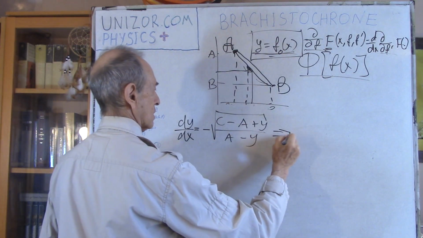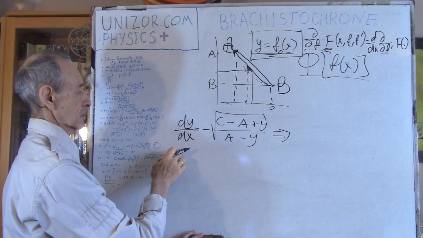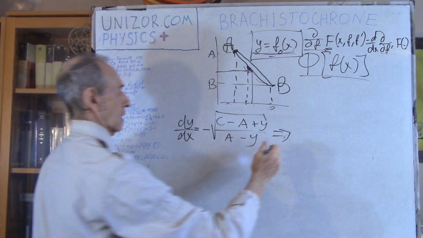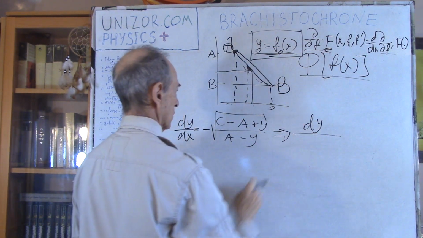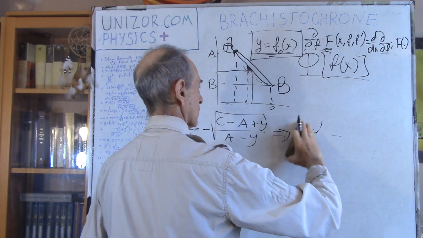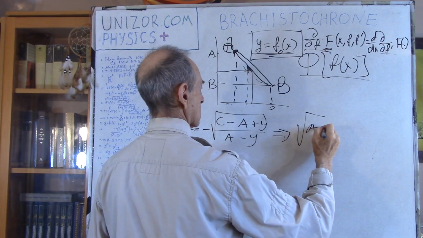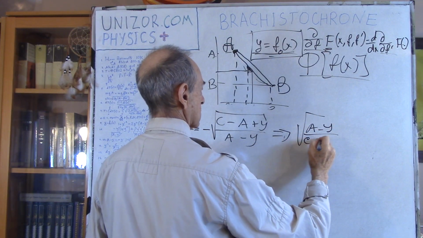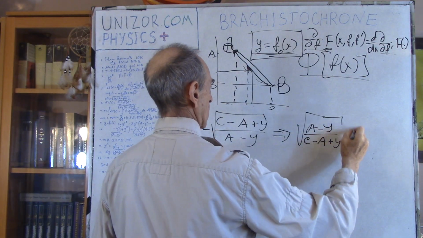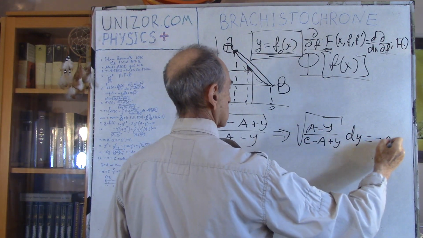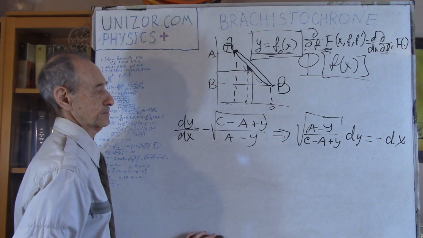So what follows from here? We can separate y and x. We will put this into the denominator, so I will flip it. So I will multiply it by the inverted. So it will be the square root of a minus y divided by c minus a plus y, dy is equal to minus dx. And dx will be here, right?